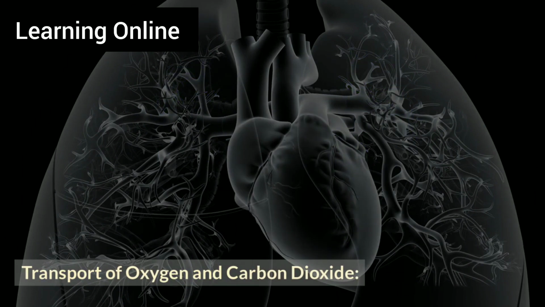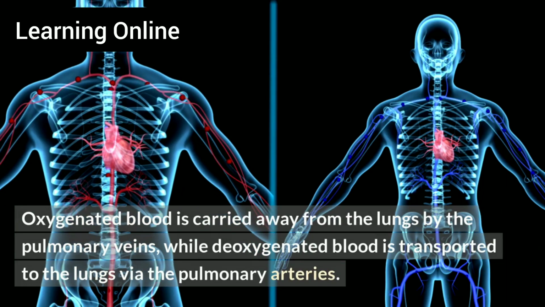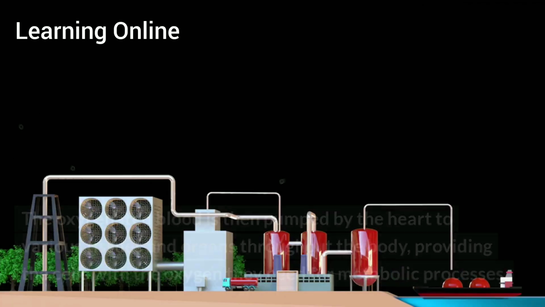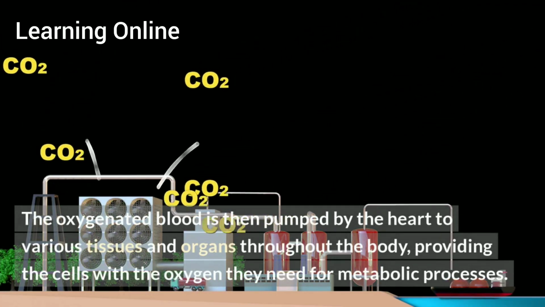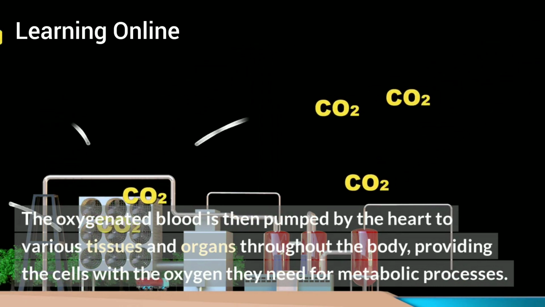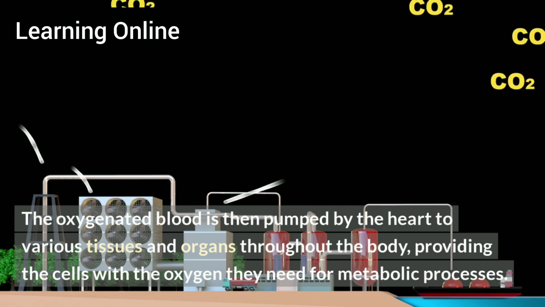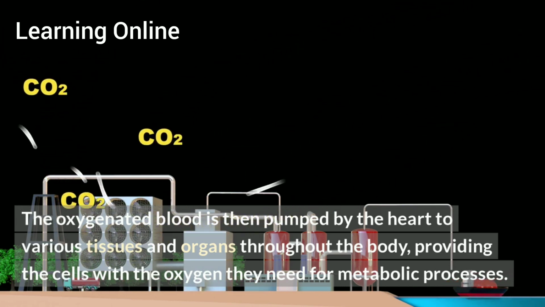Transport of oxygen and carbon dioxide. Oxygenated blood is carried away from the lungs by the pulmonary veins, while the deoxygenated blood is transported to the lungs via the pulmonary arteries. The oxygenated blood is then pumped by the heart to various tissues and organs throughout the body, providing the cells with the oxygen they need for metabolic processes.